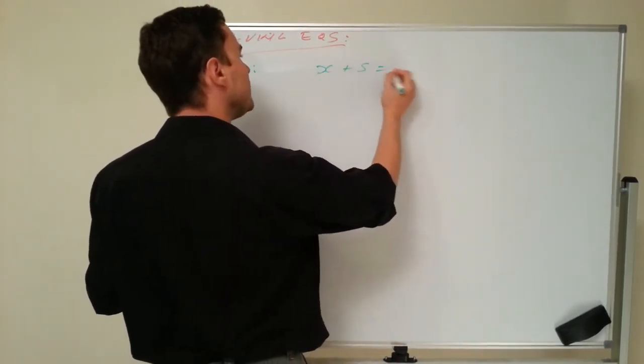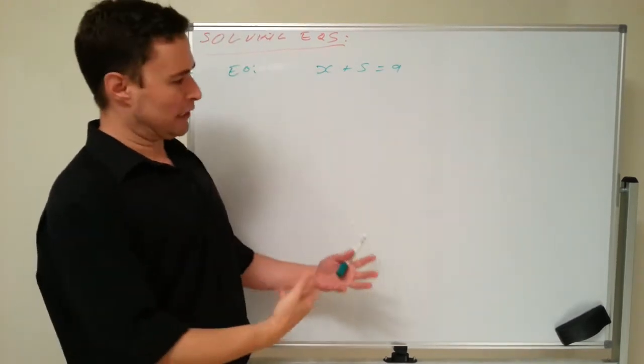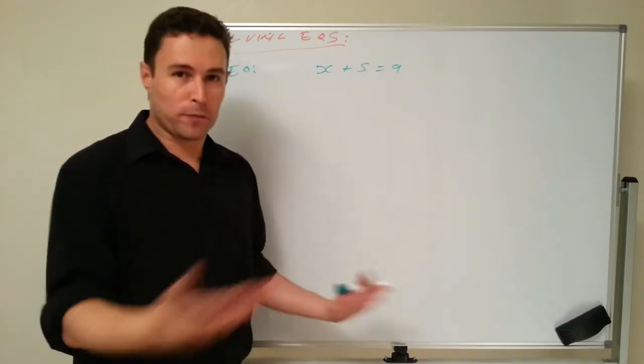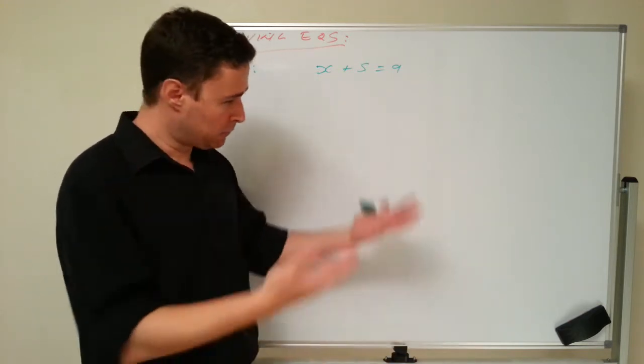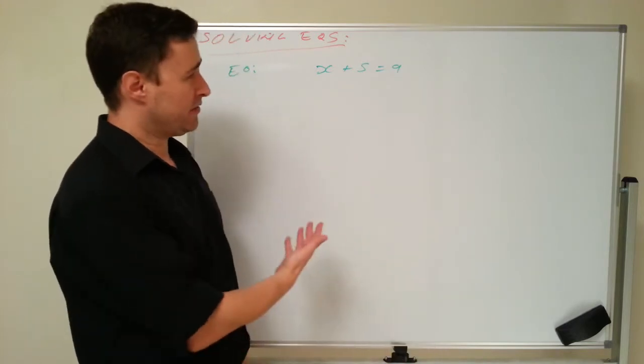x plus 5 equals 9. Now, I know a lot of you are looking at this, and if I say, what's the value of x? You can go, well, what plus 5 gives me 9? 4. 4 plus 5 gives me 9. How do I know that? Because I just know it. I know 4 and 5 are 9. Well, that's all very good and well for something very simple like this.